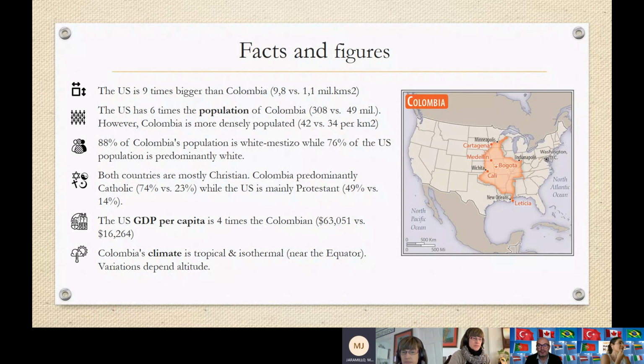The US has 6 times the population of Colombia, but Colombia is more densely populated. Majority of the population in Colombia is in the big cities, Cartagena, Medellin, Bogota, and Cali, while in the US, I think it's more spread across the territory. 80% of the population in Colombia is what we call white mestizo. So it's a mix. This is exactly the definition of the word. White mestizo is white descendants from the Spanish people that conquered us with the different races that we had.